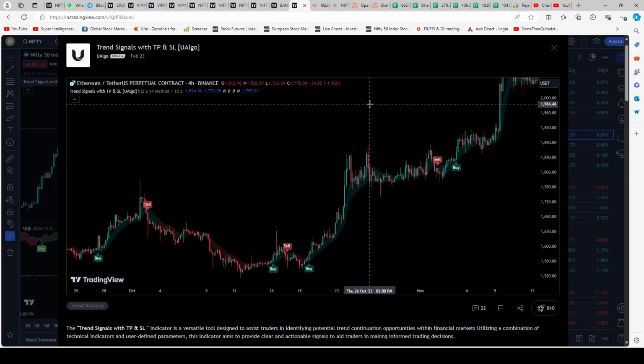And it's by UAlgo. I'll mention the name of the indicator and the creator in the comment section and pin it so that you don't have any difficulty finding it.